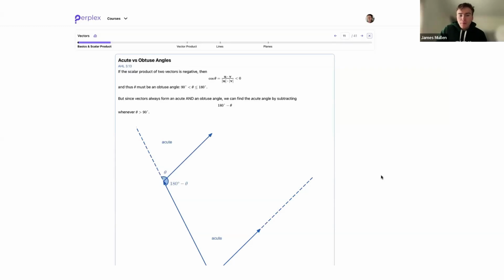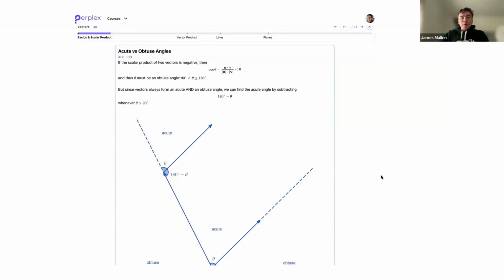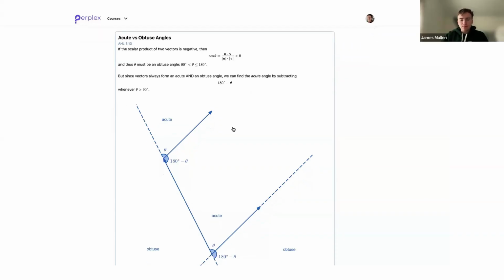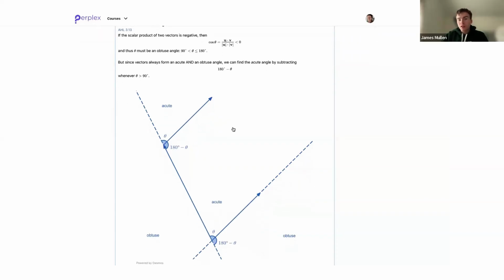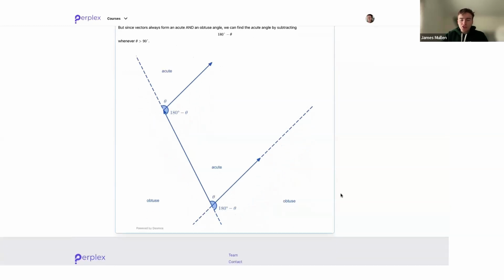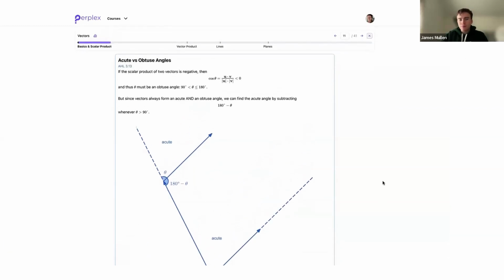Now, again, I'm just going to remind you about acute versus obtuse angles. If the scalar product of two vectors is negative, then cosine theta is going to be less than 0. And just by the unit circle, if cosine theta is negative, then you're going to get an angle that's greater than 90 degrees from your calculator. But since vectors always form an acute and an obtuse angle, you can always find the acute angle by doing 180 degrees minus theta, if theta is greater than 90 degrees. So if you are looking for the acute angle and you find an angle that isn't acute, you can just do 180 minus the angle that you found.